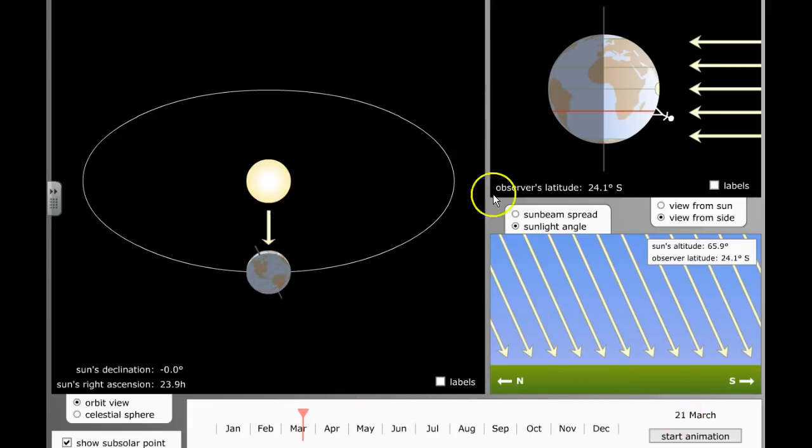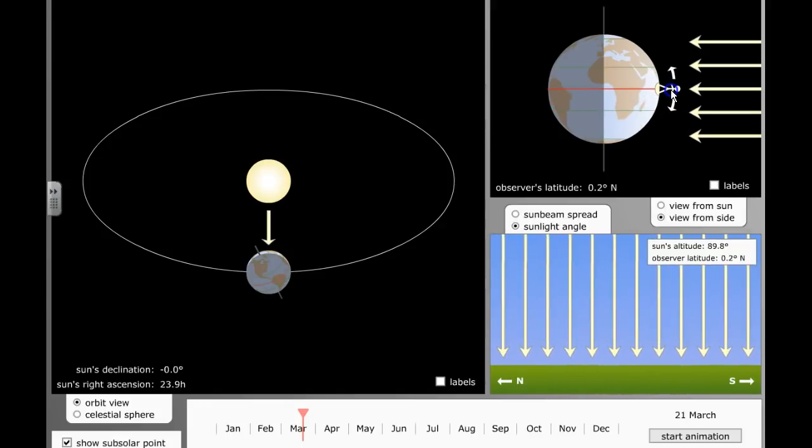This is where the equator is getting the most direct sunlight. So I'm going to move my little observer to the equator to demonstrate that the equator is getting the most direct sunlight. So the sun is at the zenith for an observer located at the equator.